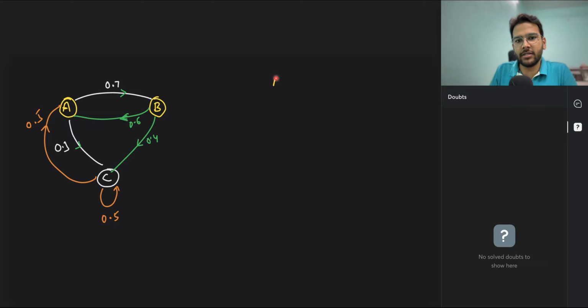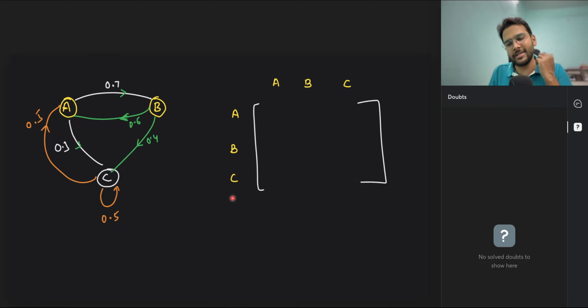So what do we mean by adjacency matrix? So we are going to have A, B, C, and this is how we are going to have this. So it is a matrix, right? Now if I ask you a simple thing, what is the probability that you are present on a state A and you are going to state A only? You will find that there is no self loop on A, right? So can I say the probability of that is 0?